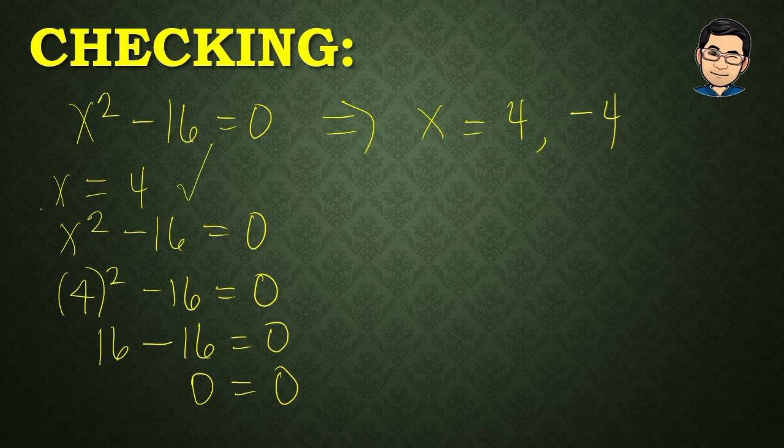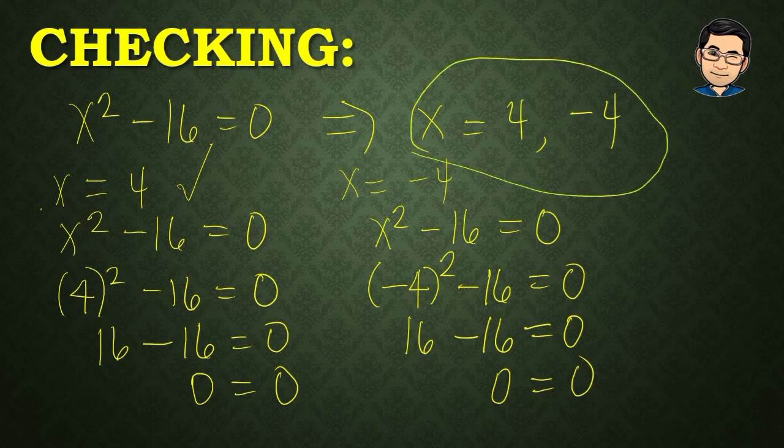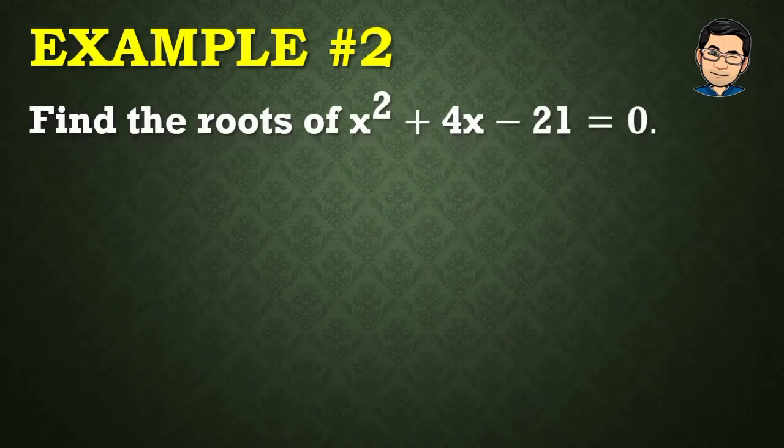And then, for negative 4, x is equal to negative 4, x squared minus 16 is equal to 0. Substitute natin yung negative 4. And then, negative 4 squared, that is 16 minus 16 equals 0. 16 minus 16 is 0 equals 0. So, yung mga roots na hinahanap natin is ito. Positive 4 and negative 4. So, example number 2. Find the roots of x squared plus 4x minus 21 is equal to 0.